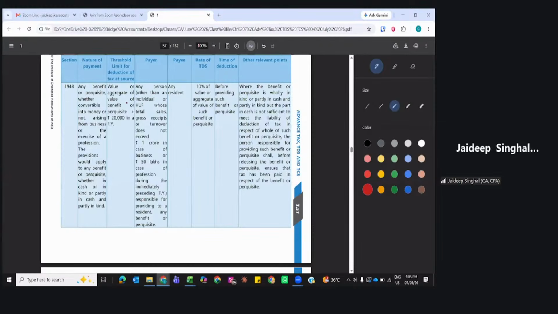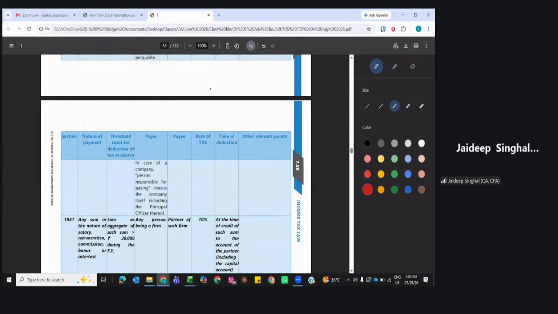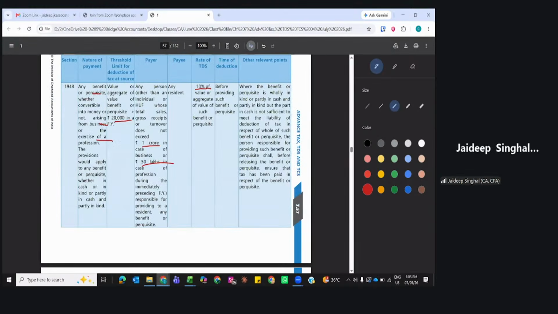So it says any perquisite, whether convertible into money or not, arising from business or for the exercise of profession, where the amount is greater than 20 lakhs. Again, for any person other than an individual or HUF, exceeding 1 crore 50 lakhs, same thing. 10% of the perquisite value is required to be deducted as TDS. 10% is the rate. 194R is important. Please mark it as important.